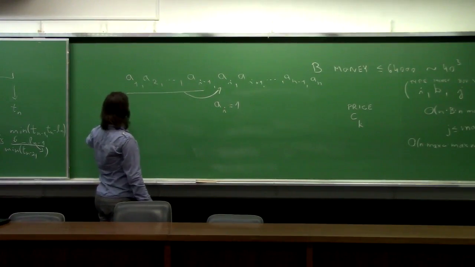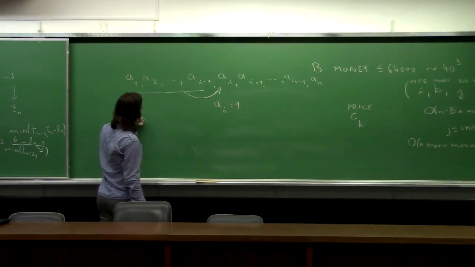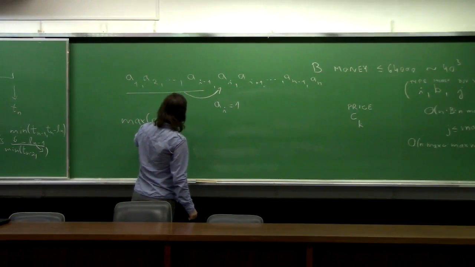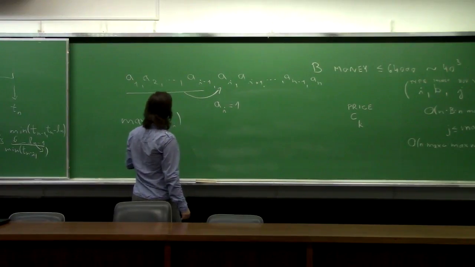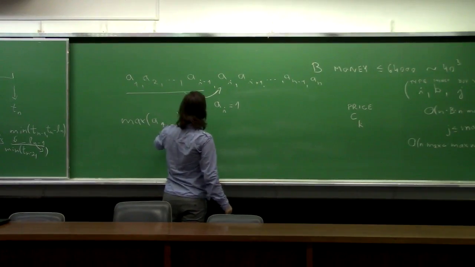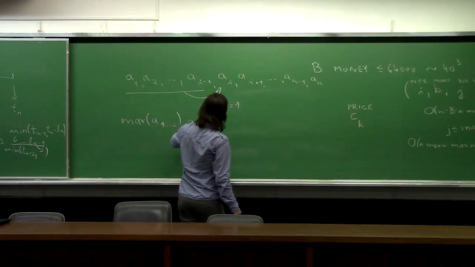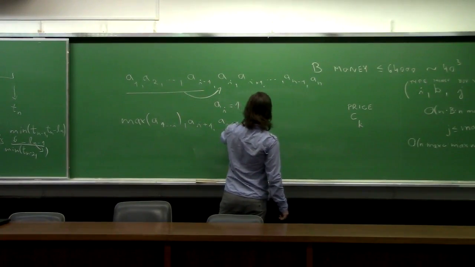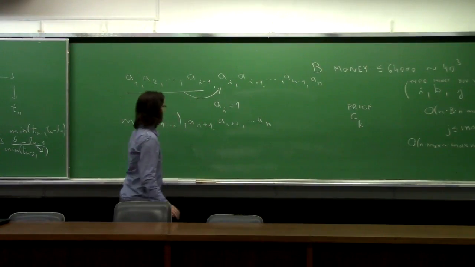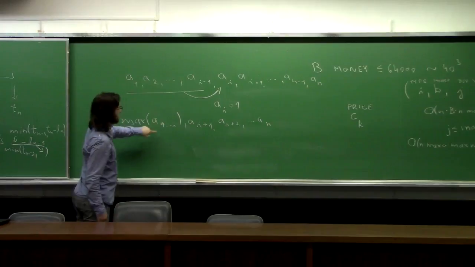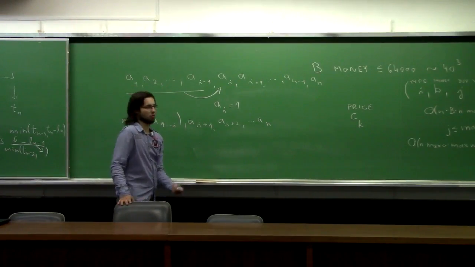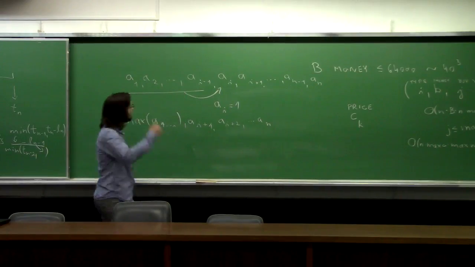So we replace this array by 1 through i, then Ai plus 1, and so on to An. So we have just merged all of these first i vertices into one connected component.